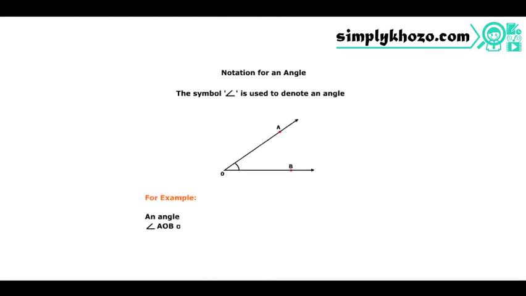Notation for an angle. The symbol ∠ is used to denote an angle. An angle formed by two rays OA and OB is written as angle AOB or angle BOA. Both represent the same thing and are equal.